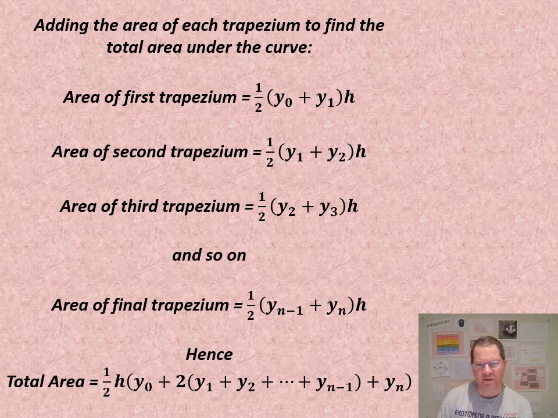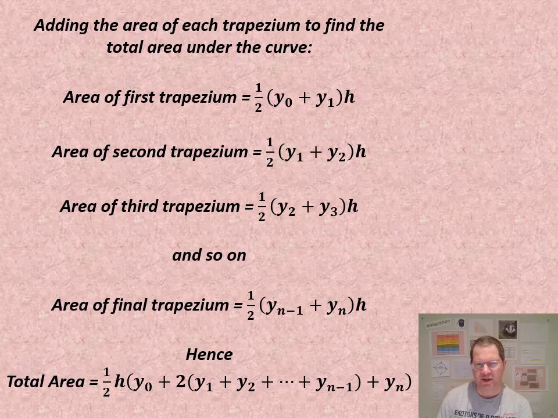Now we know that the area of a trapezium is given by half the sum of the parallel sides times the height between them. So if we want to add up the area of each trapezium to find the total area under the curve, the area of the first trapezium is half of (y0 plus y1) h, the area of the second one is half of (y1 plus y2) h, and so on down to the area of the final trapezium being half of (yn-1 plus yn) h.